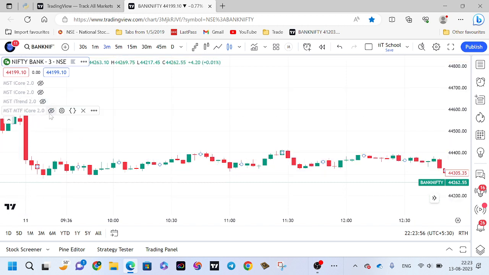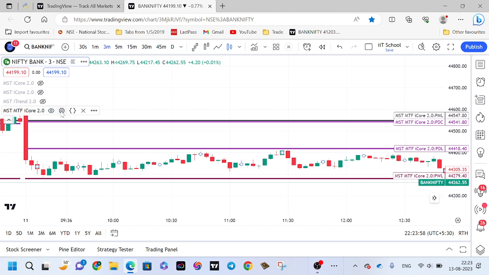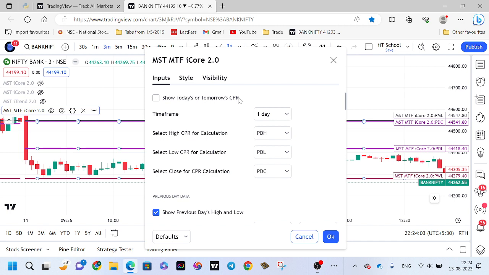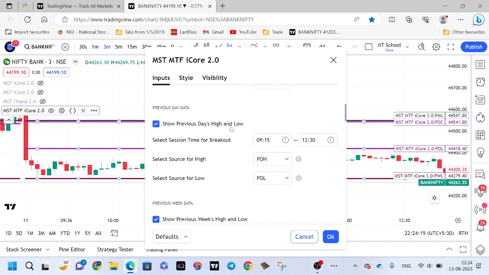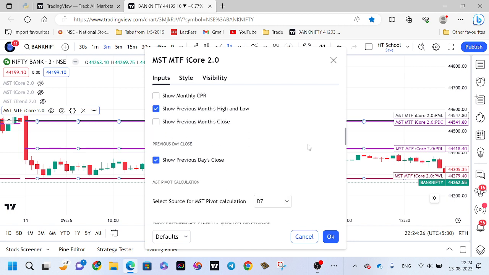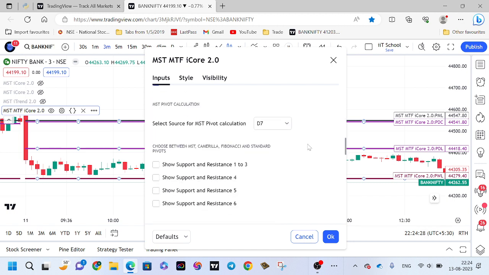And what is there in this MTF core indicator? Here if we see in the settings, so here we have given the option to find today's CPR and tomorrow's CPR. We have given the options here, you can enable. If you want to find, calculate the today's CPR, you can select this today high, today weekly high, this week high, this month high, like that you can calculate. Then previous day high and low, session breakout also here given, weekly high and low, weekly CPR, previous week close, all these are already available, but we have done some customization.